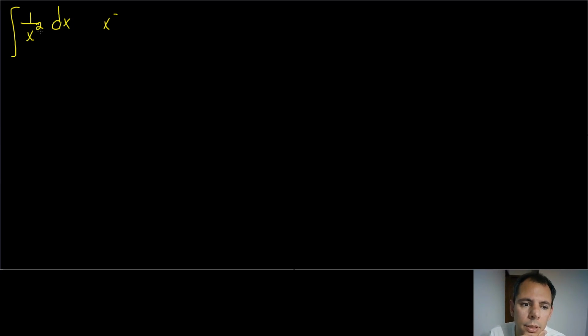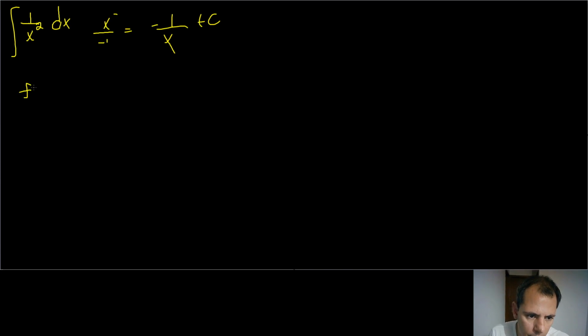Because this is actually x to the minus 2, so plus 1, x to the minus 1, divided by this minus 1. So divided by minus 1, this is going to be equal to minus 1 divided by x plus c.